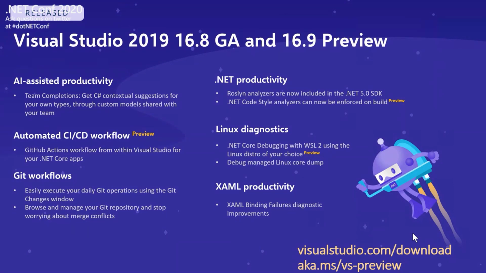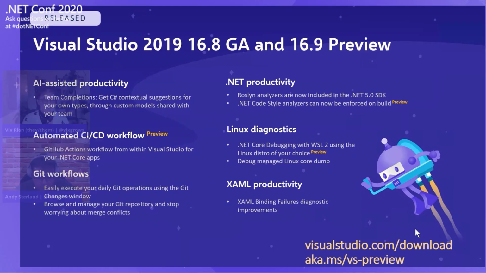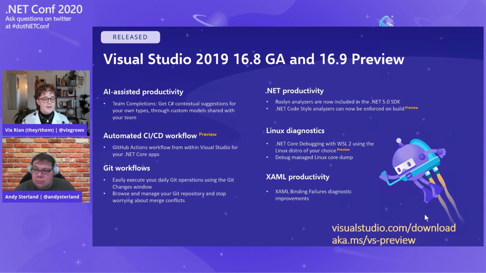Like we talked about inside of the preview, we have GitHub Actions workflow for your .NET Core apps. Like we also talked about in the demo, we have these Git workflows. We would love for you to try those out and give us some feedback. I'm admittedly a fan, but I would so like to hear if there are things that you feel like still need to be added or changed, even just comparing to the previous Team Explorer experience as well. .NET Productivity, the Roslyn analyzers, and the .NET Code Style analyzers, also in preview for that last one. And we have some Linux .NET Core debugging, and debug with Linux core dumps.